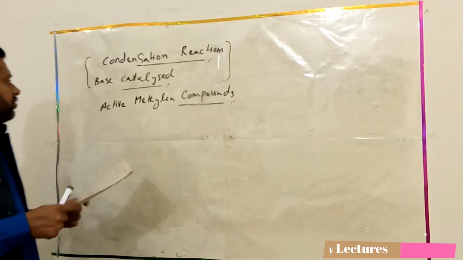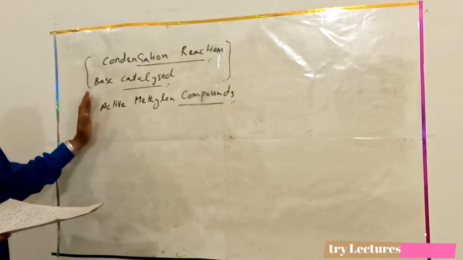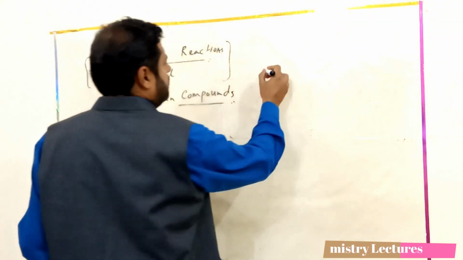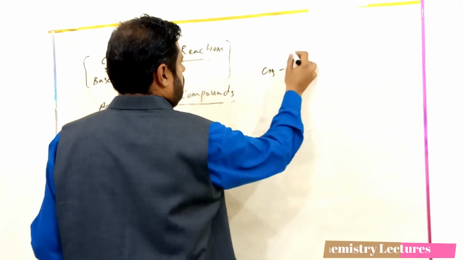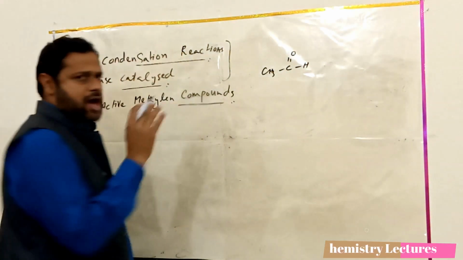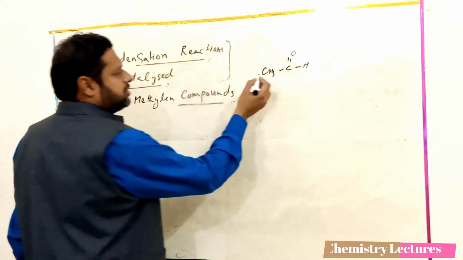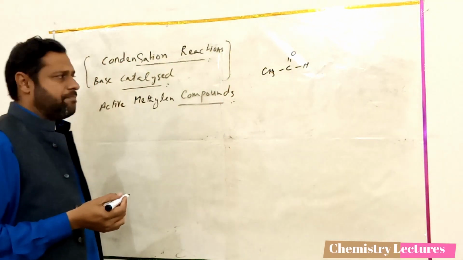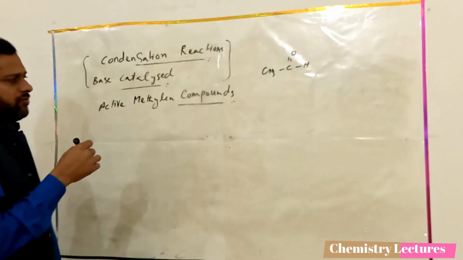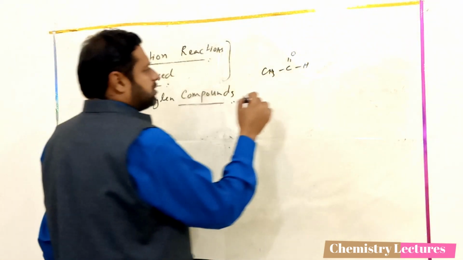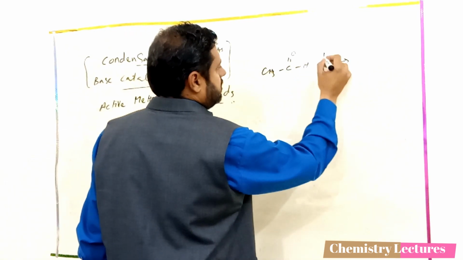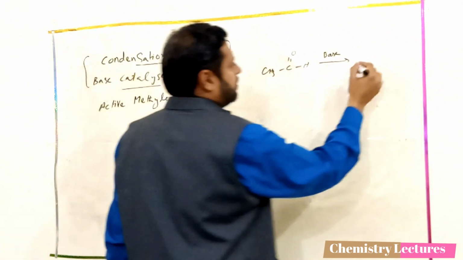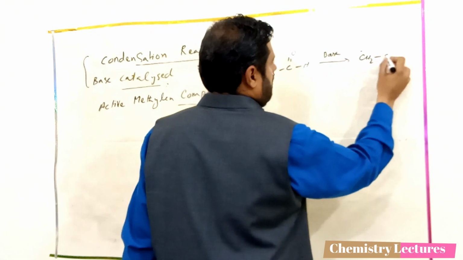So first of all we want to know what the active methylene compounds are. Active methylene compounds are those compounds, for example, we have this compound. Any carbon or methylene which is attached to an electron withdrawing group, that methylene is called an active methylene compound. Okay. Why do we call it an active methylene compound? Because when we treat this one with a base, it will remove a proton from this carbon, giving a CH2 carbanion.